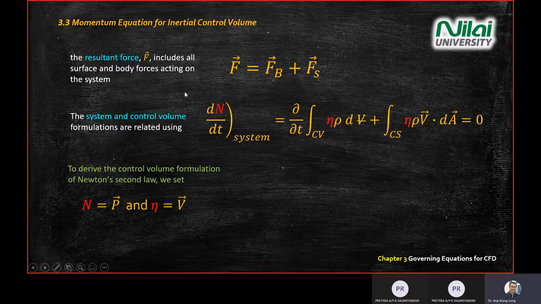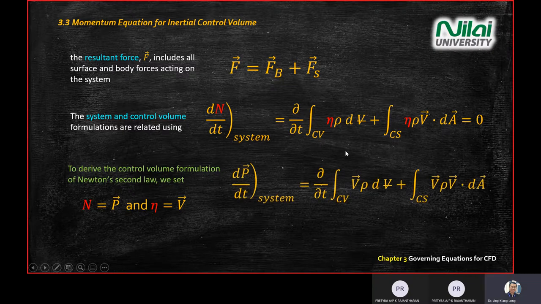We replace some terms inside this equation, and it becomes our momentum equation. We replace N with our linear momentum, and we replace the N here with our velocity. Then we get our momentum. Integrating rho dV, you get M. Integrating rho V dot dA, you get your mass flow rate.